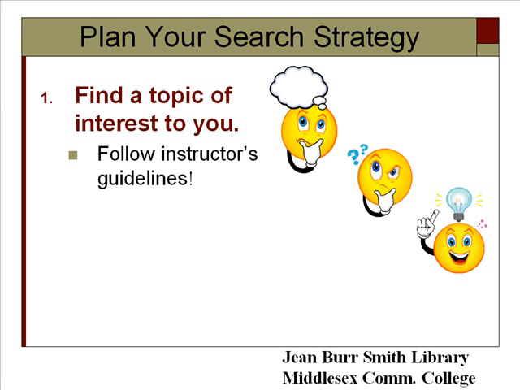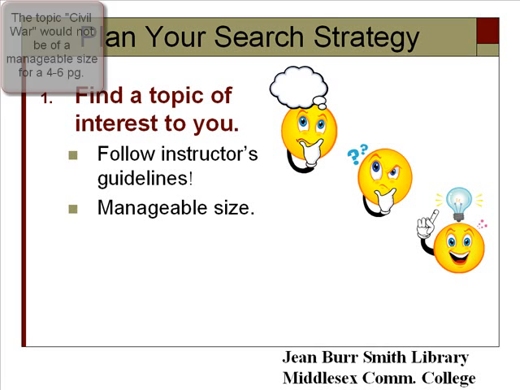First and foremost, follow the instructor's guidelines as to what types of topics are appropriate for the class. There may be limitations on the time period, such as in a history class, or other specific guidelines. Also, make sure your topic is of a manageable size. For example, the broad topic Civil War would not be appropriate for a 4 to 6 page paper.